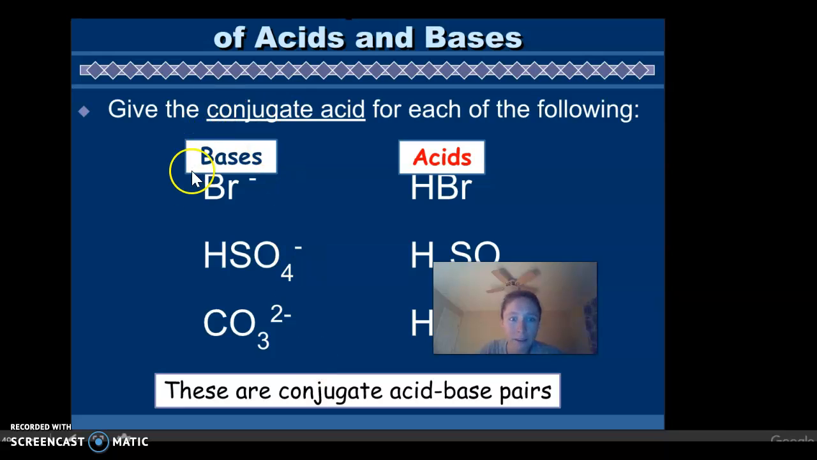Notice how all of the bases just gained a single H also. It went from no H to 1 H, 1 H to 2 H's, no H's to 1 H. So it's kind of like a blob, and you're adding an H+ to that blob.